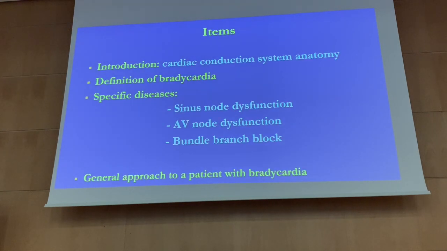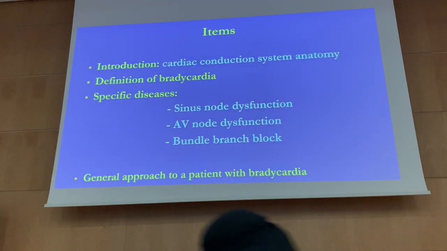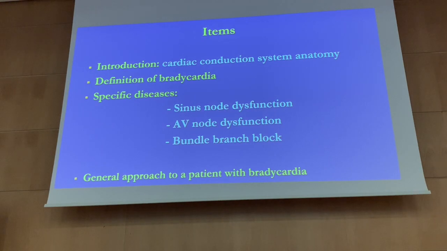Okay. So what is bradyarrhythmia? Slower heart rate. Okay, good enough. So it is a slow heart rate, less than 60, and can affect either the sinus node to start with, or it can affect the AV node or bundle branch block.